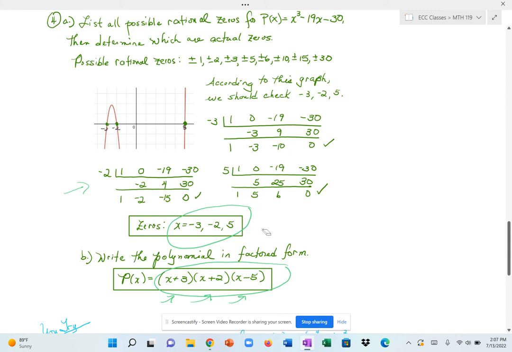Okay, so a graphing app helps to focus on what it is that you should be checking. That's especially helpful when you have a very long list like this was.